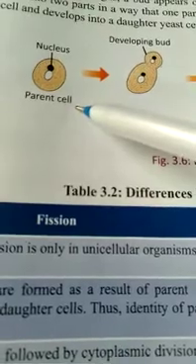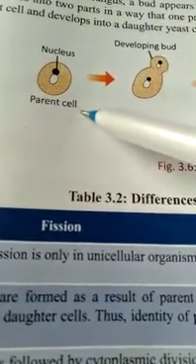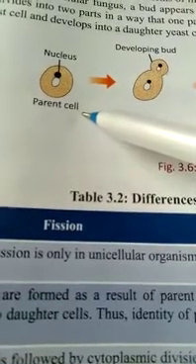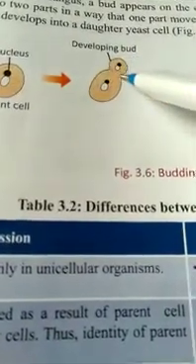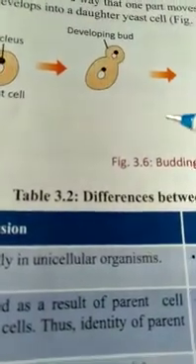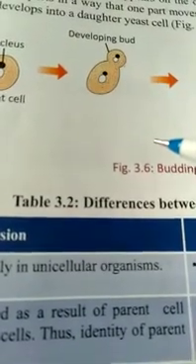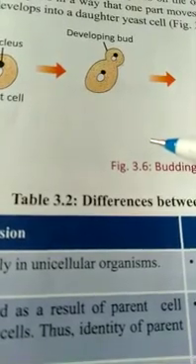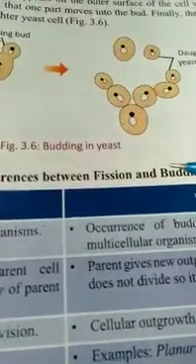The formation of new organisms from the outgrowth arising on the parent body is called budding. This outgrowth is a bulb-like projection known as a bud. This is the developing bud. Budding as a means of reproduction can be seen in unicellular organisms like yeast and some lower forms of multicellular organisms such as hydra, sponge, coral. Now in yeast, how it is happening, that we will study.